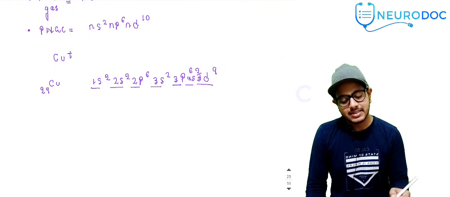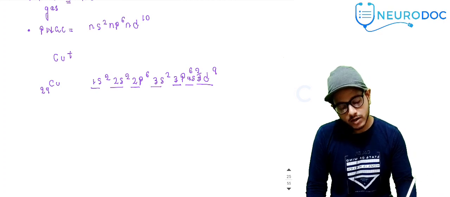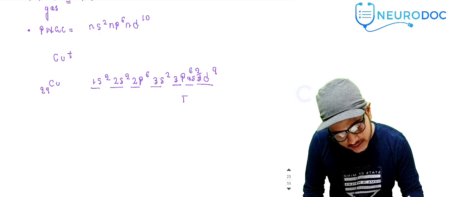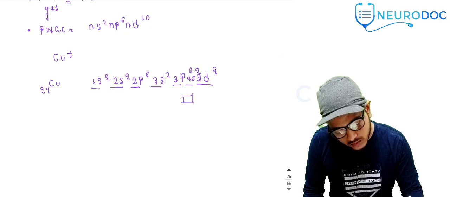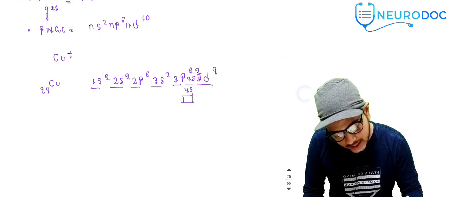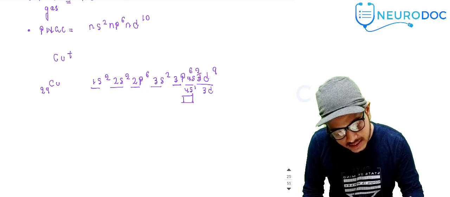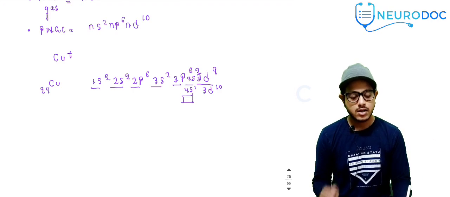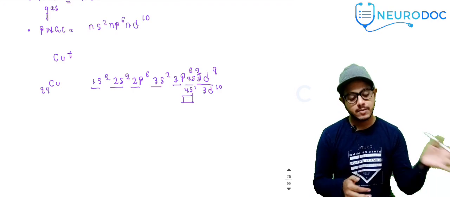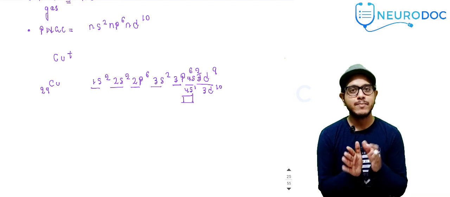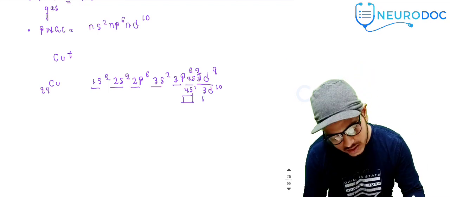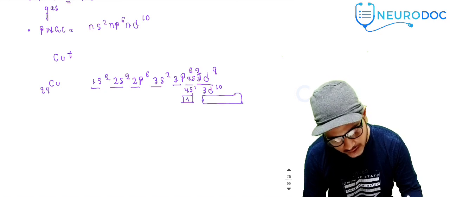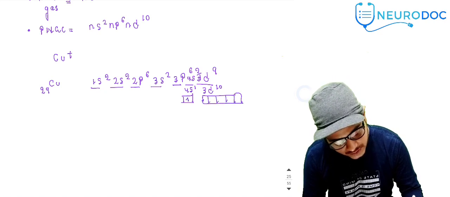Now, as this was an exception, what happens here? Here, the 4s, instead of being 2, it is 1. And 3d becomes 10. Instead of 2 and 9, it becomes 1 and 10. Why is that? Because a fully filled d orbital is stable, and a d orbital can have a maximum of 10 electrons. So instead of 9, they have 10 electrons to be stable. Right? 4s1, 3d10.